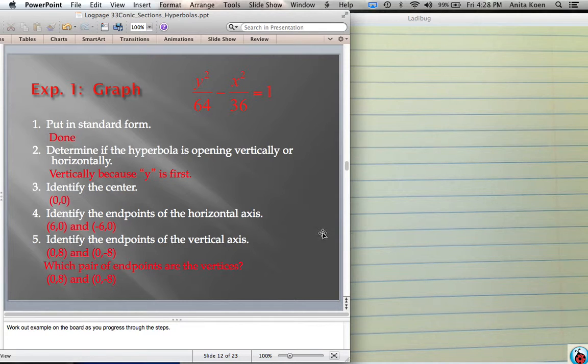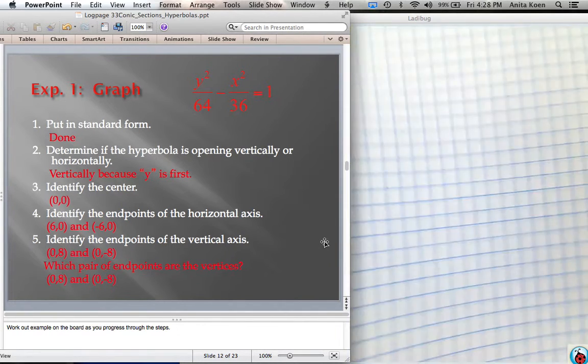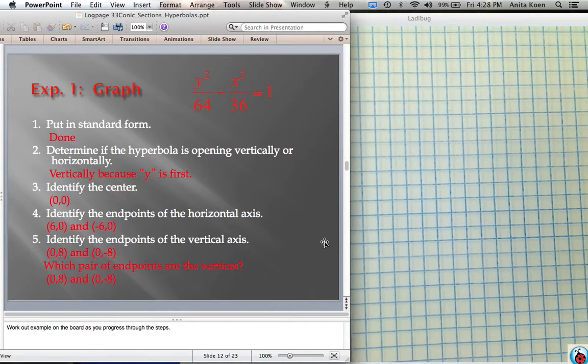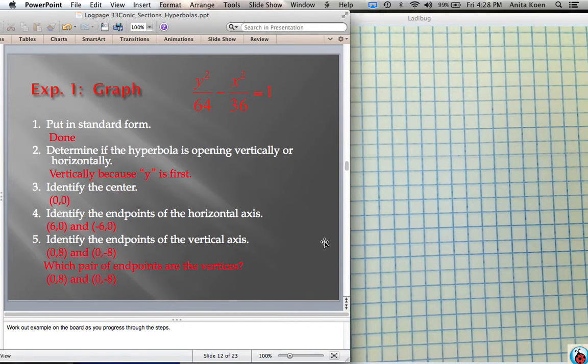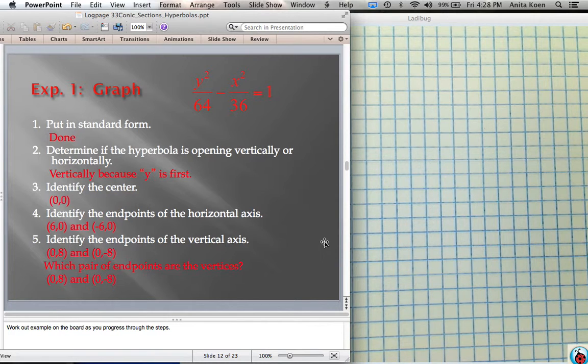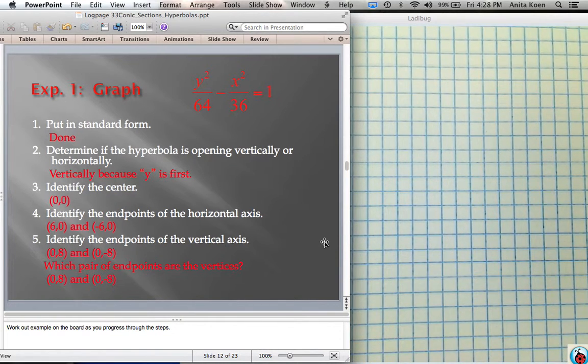All right, let's look at this together. We're going to actually graph this one. Got some graph paper here. Get it on here so you can see it. Okay, the first step that you copy down is to put this in standard form. If you look at the equation that we have, it's already in standard form.